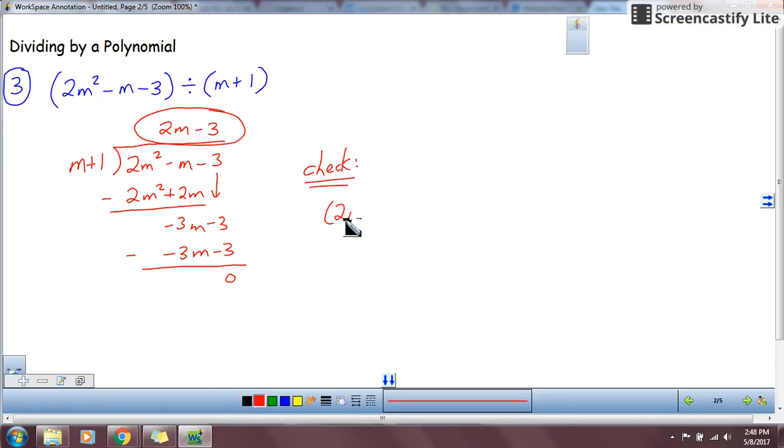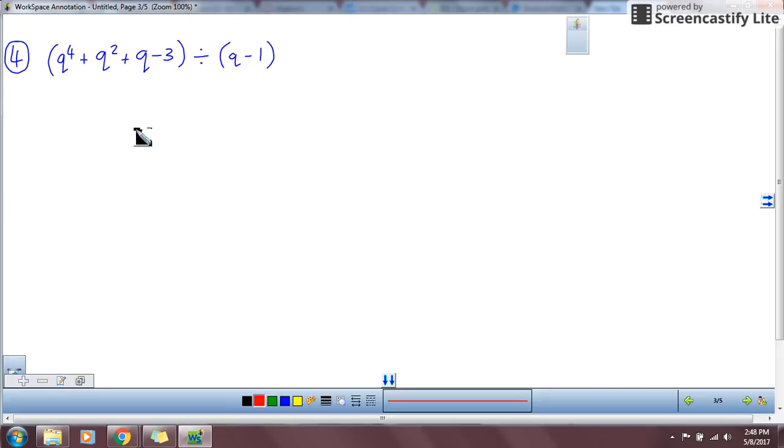I'm looking at this first term here. m times what would give me negative 3m? Well, I'm thinking negative 3. Negative 3 times m would be negative 3m. Negative 3 times 1 is negative 3. So when I subtract those two things, it all cancels out and I get 0. That means I have no remainder, which means this is my answer, 2m minus 3.